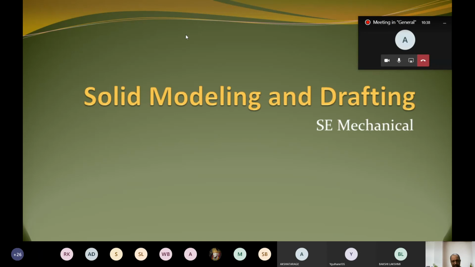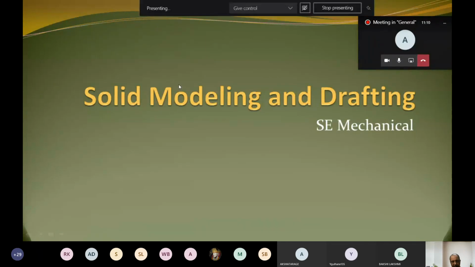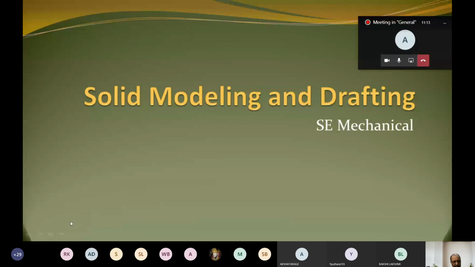So, solid modeling and drafting. Now this is a new subject introduced to you, because in previous years this subject was not there. It was just for practical purposes. No theory was attached to this subject. Now we have attached the theory also. So we will see one by one what the contents of this syllabus are.